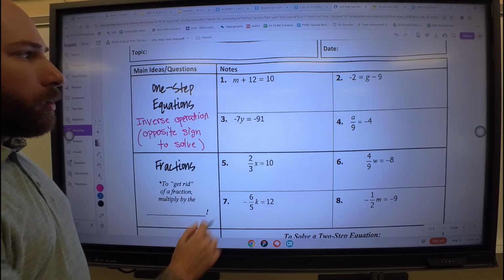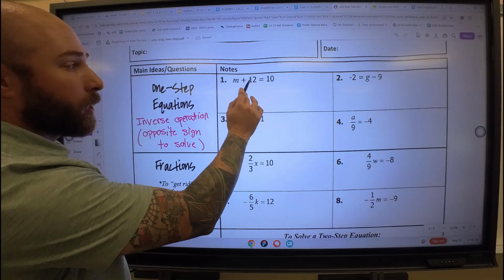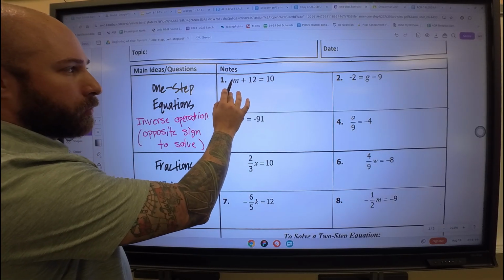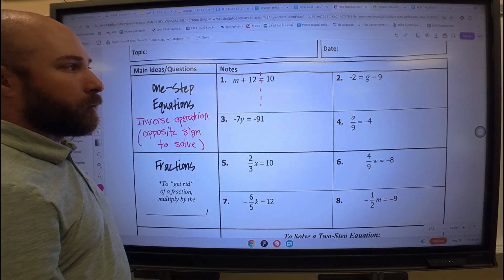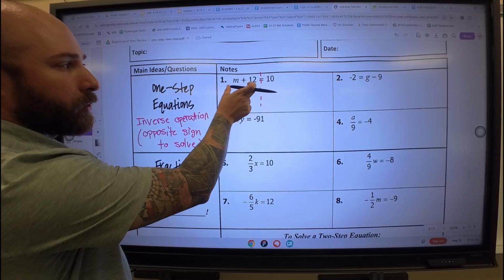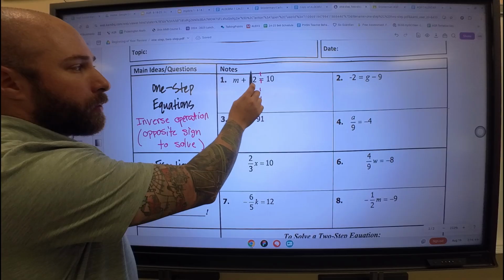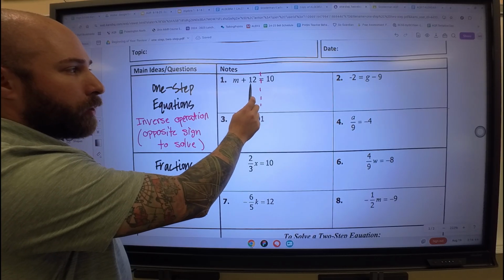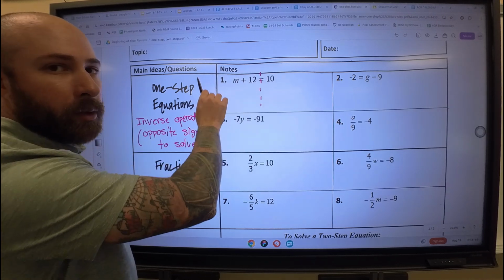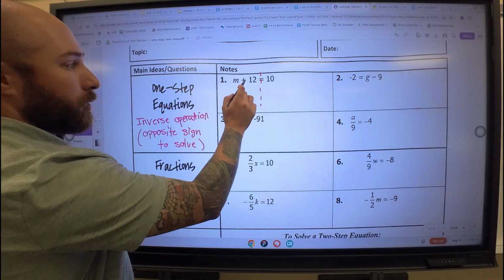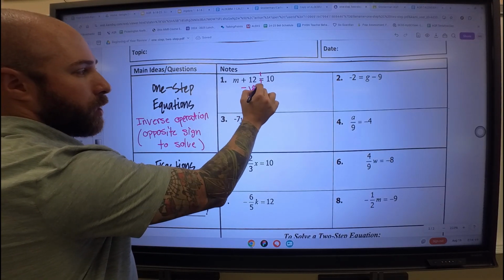Okay, so if we look at number one, now we have an equation here because of the equal sign. We are trying to get the variable by itself. So if I split up my equation and I look at the side that the variable is on, which in our case is on the left, I'm saying, okay, what is with that variable? I have a plus 12, so I need to do the opposite of addition in order to move the 12 or get rid of the 12 and move it to the other side. So the opposite sign, or the inverse operation, is going to be minus 12.